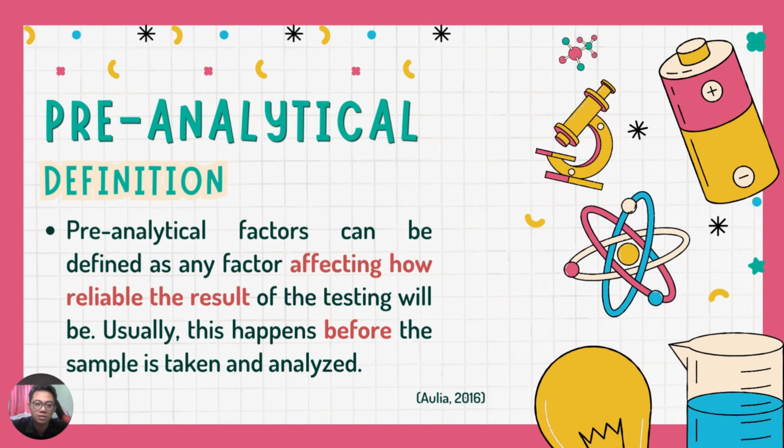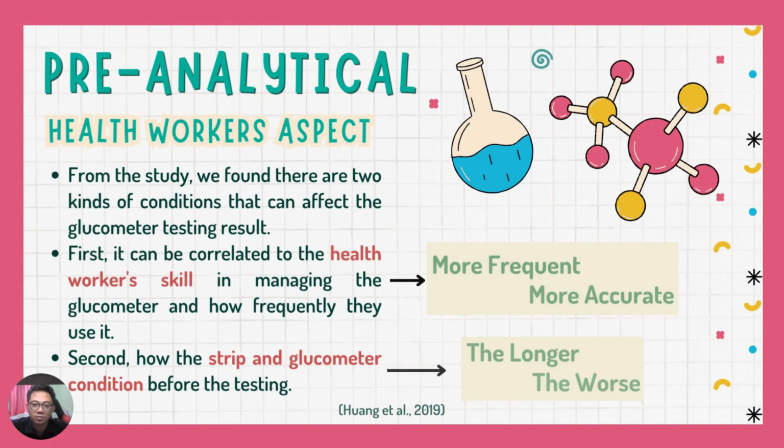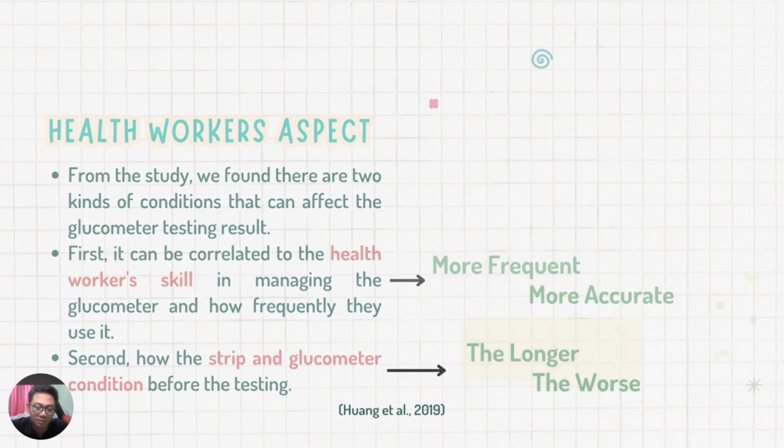Now, I will explain about pre-analytical factors affecting glucometer testing. Pre-analytical factors affect the result of the testing and happen before the sample is taken and analyzed. From the health worker aspect, we can divide it into 2 conditions. First, we can correlate it to the health worker's skill in managing and how frequently they use the glucometer. Second, how good is the condition of the test strip and glucometer before the testing.